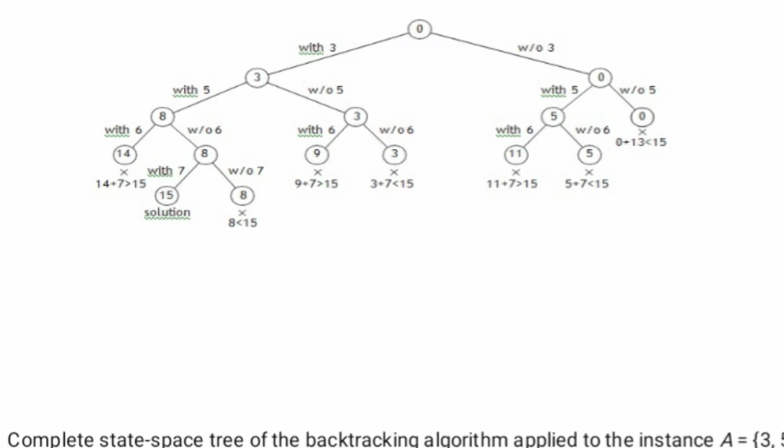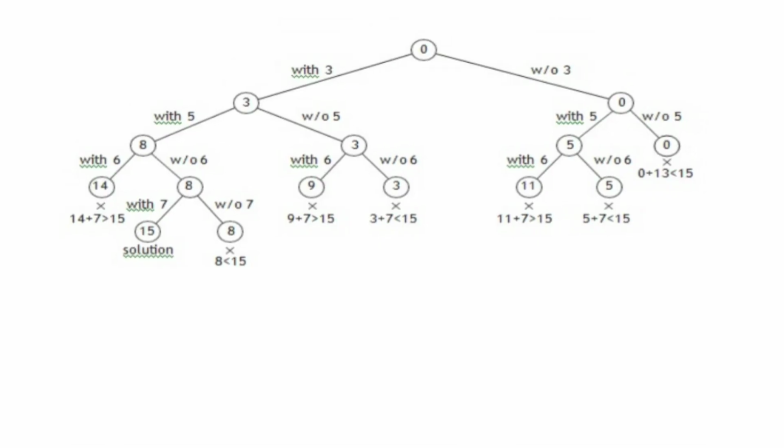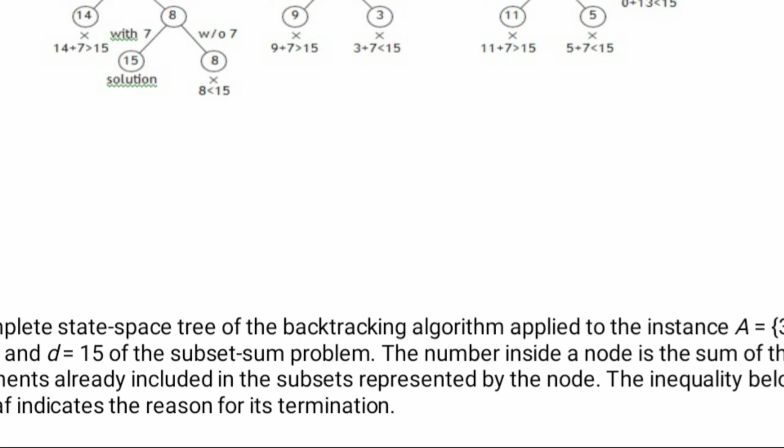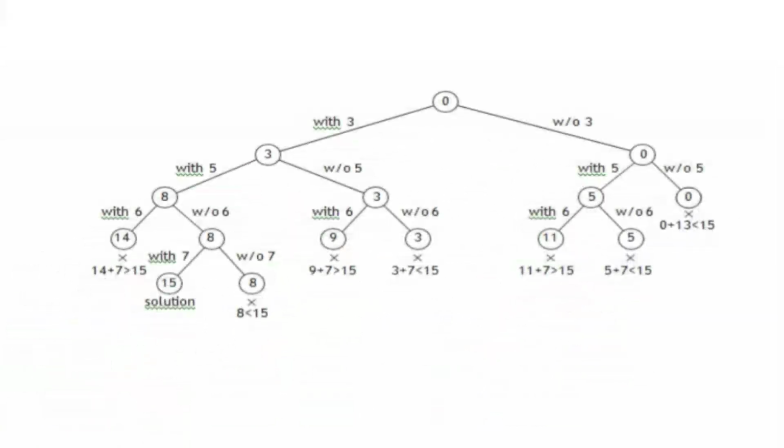Now in this state space tree, I have written the root node as 0 because we have not made any decisions yet. Then the left subtree indicates inclusion of the first element, that is A1, and the right subtree indicates exclusion of A1. So we will begin here. The first element is 3, with 3 on the left, and the right side indicates without 3. I will continue with the left subtree first, then we will move on to the right subtree.